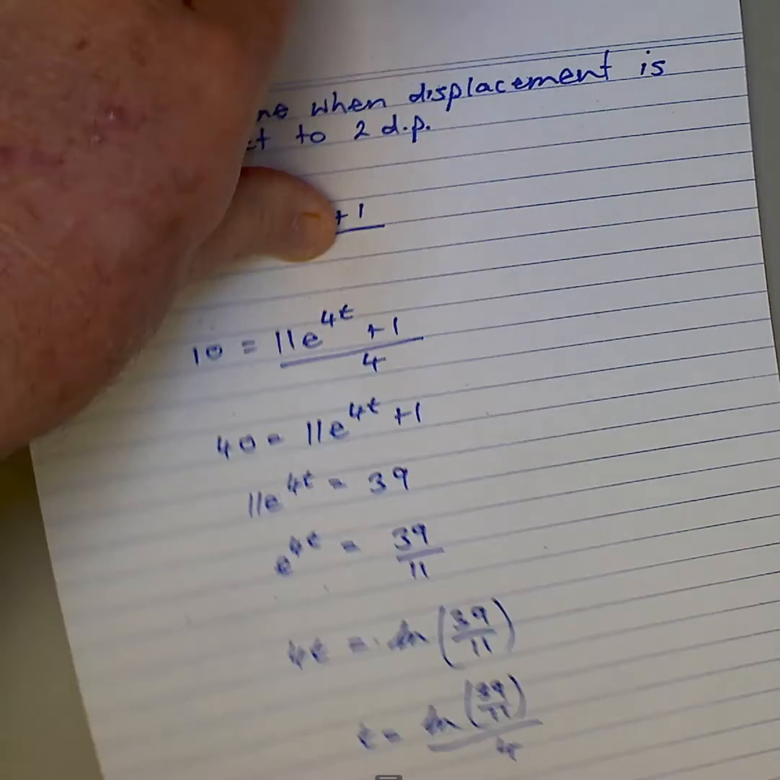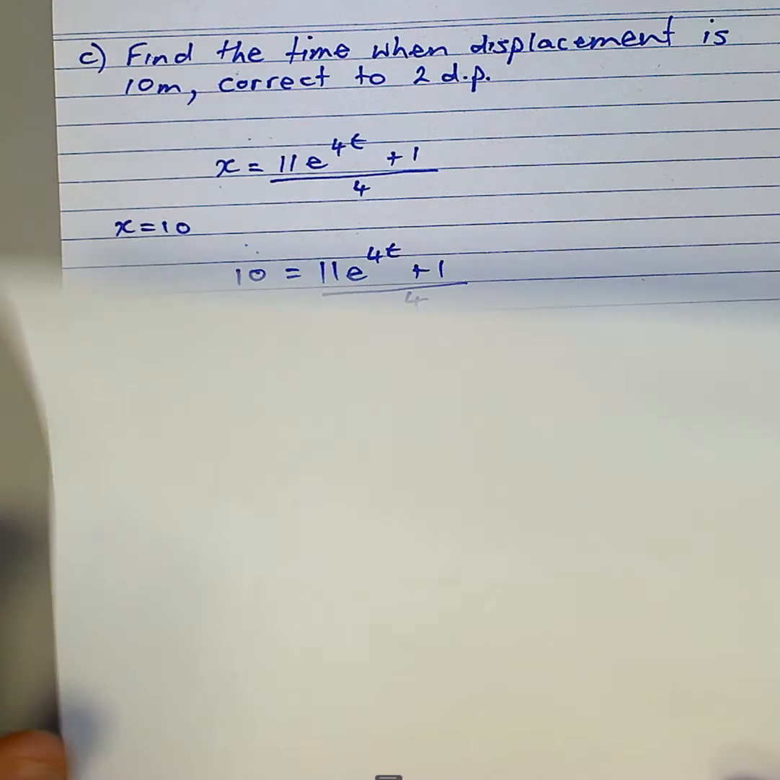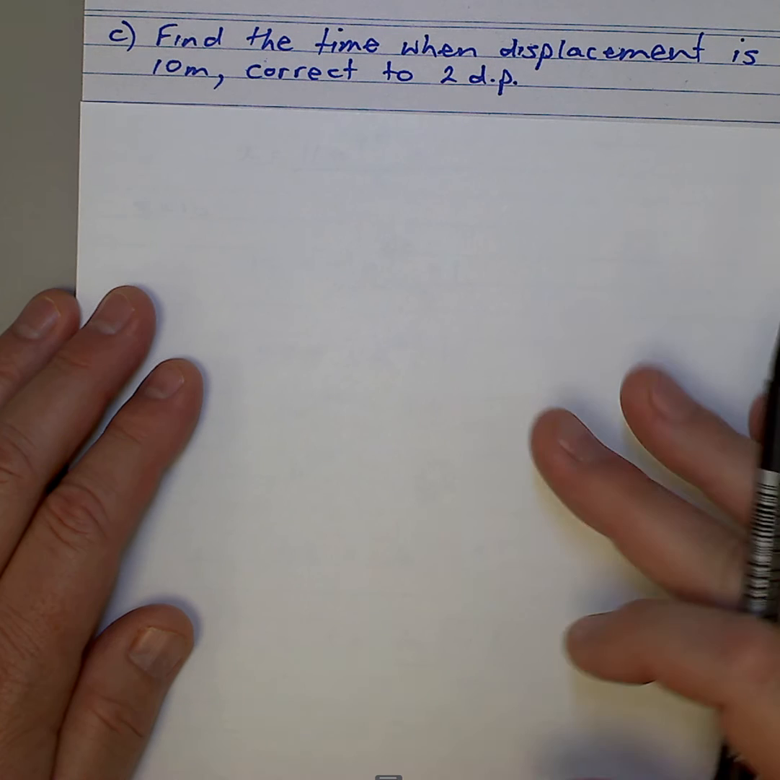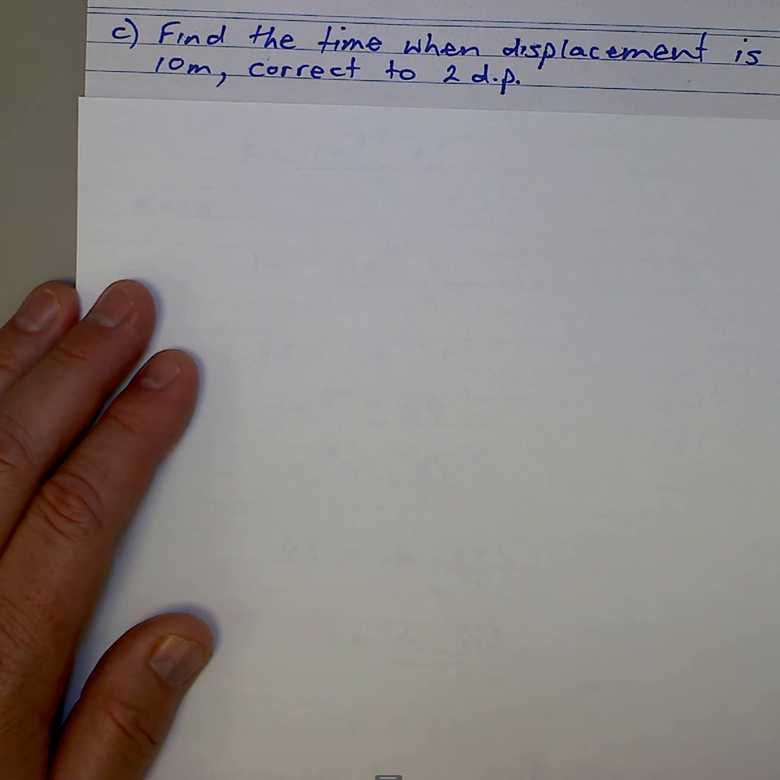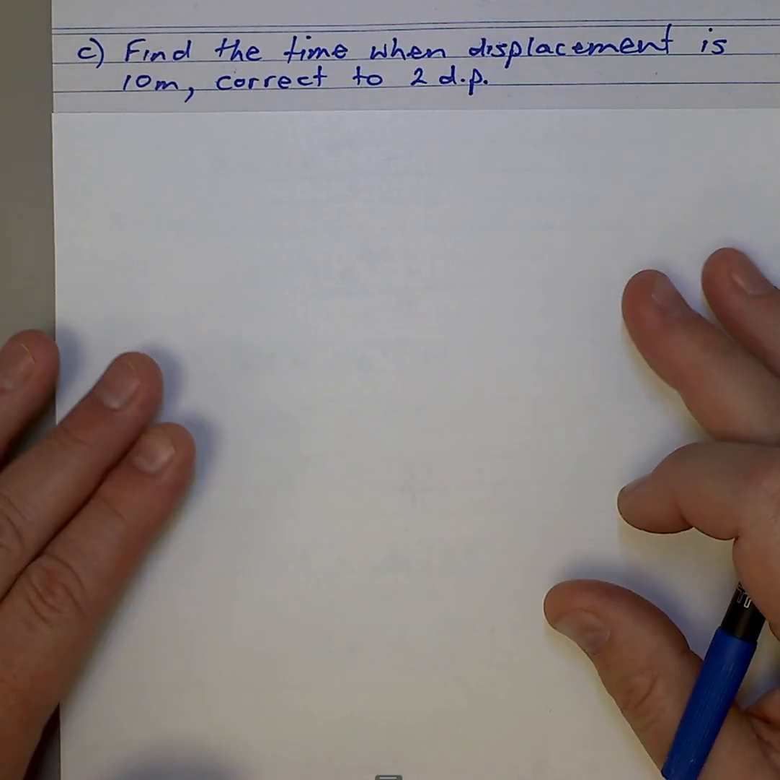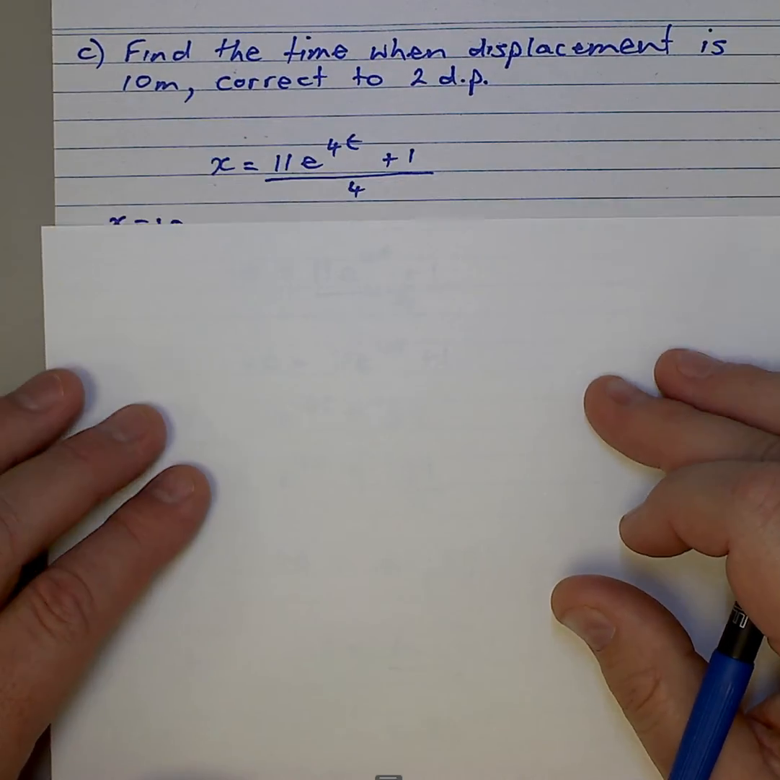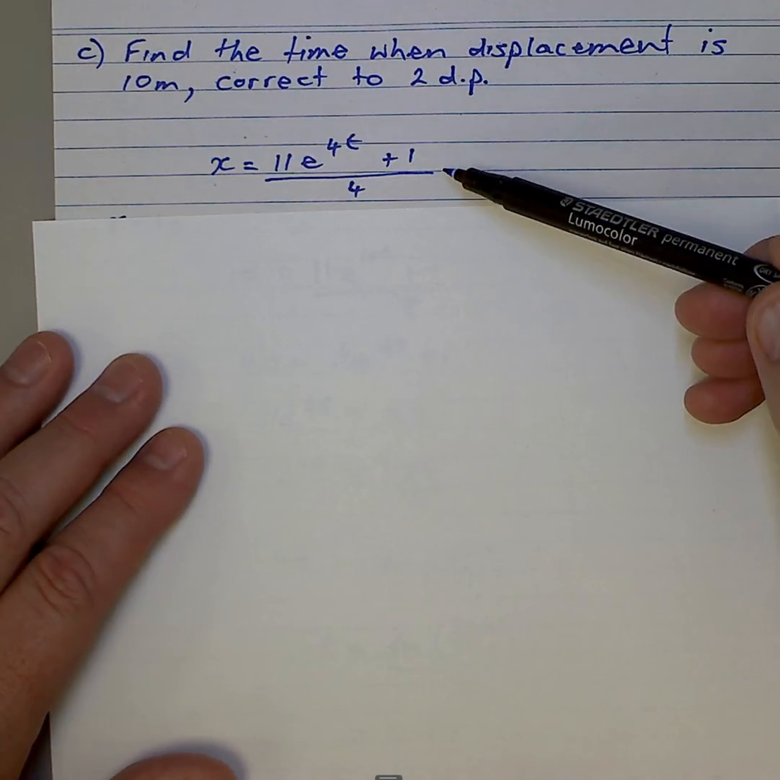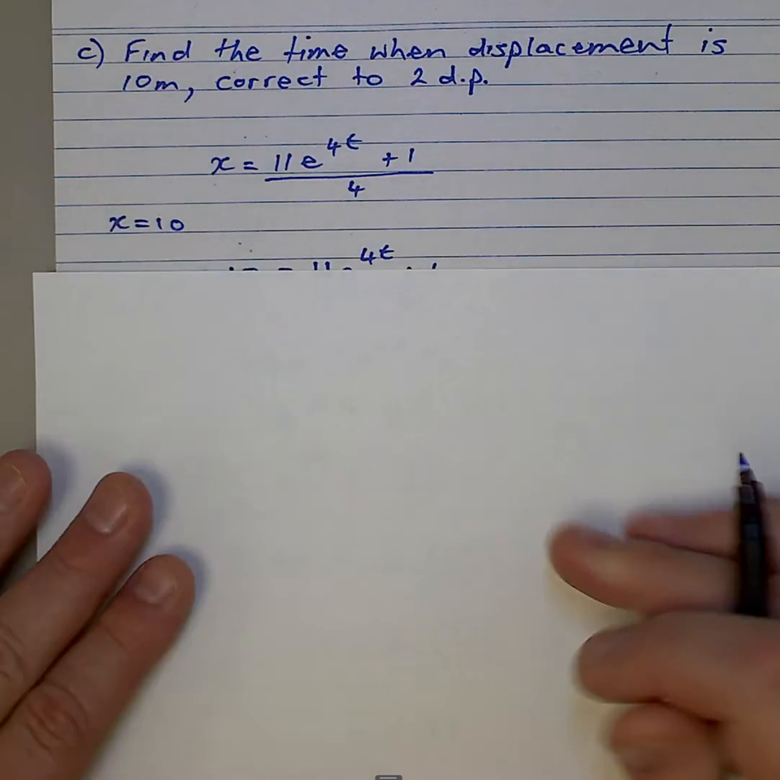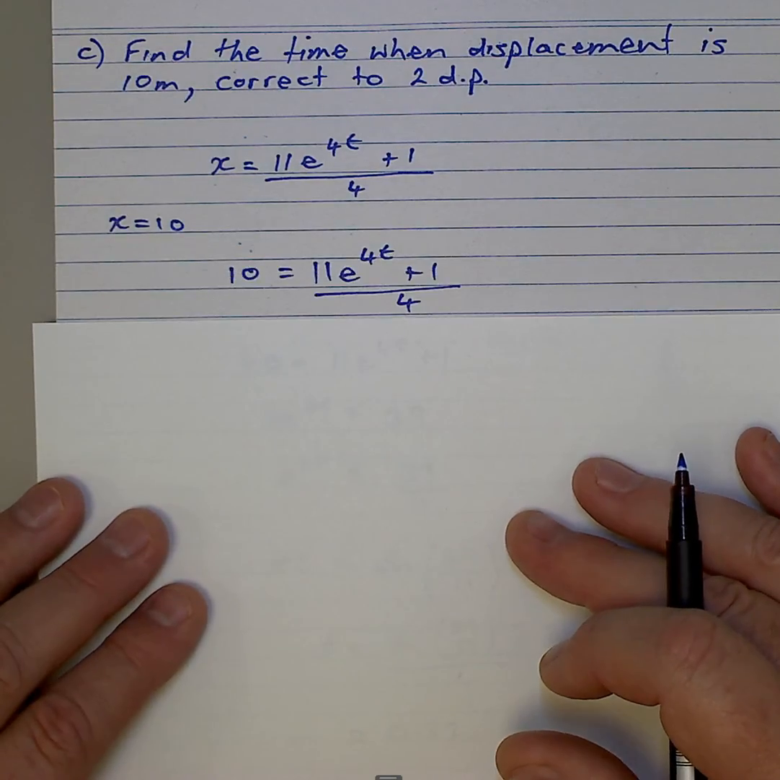In part C, we want to find the time when displacement is 10 meters, correct to 2 decimal places. And again, we just substitute that value into the equation. Here is our displacement formula. In this question, the displacement is 10, so x equals 10, and then we just solve that for t.